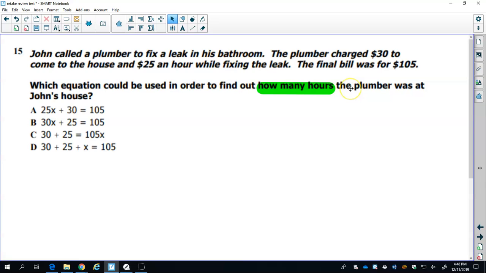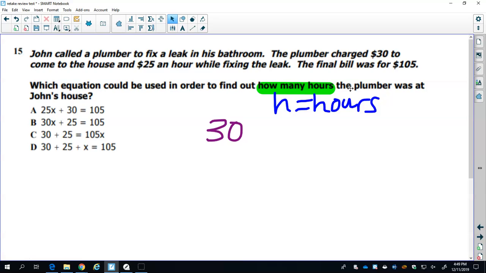So this is the question. With the question, you create the variable. So H is equal to hours. Now we're going to look at the problem and kind of pick it apart. So let's see what's happening. The plumber is charging $30. Is the plumber charging $30 more than once? Nope. He's just charging it one time, so we're going to bring it down.